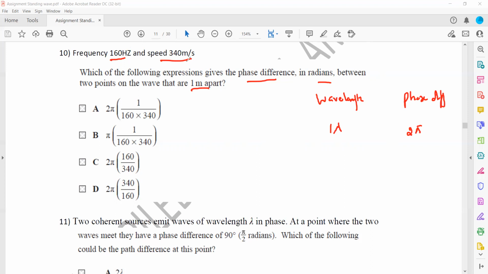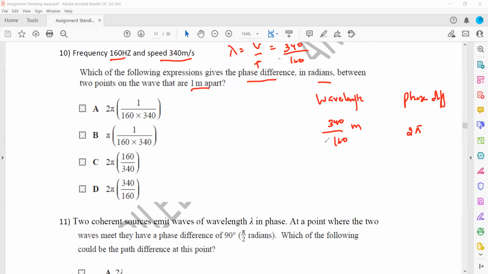Now first we have to work out the wavelength here. So one wavelength is 2 pi radian. Now what is the wavelength of this wave? How to know the wavelength? Wavelength is speed divided by frequency. So speed is 340 and the frequency is 160 hertz. So one wavelength in this example is 340 divided by 160. So 340 divided by 160 is equal to 2 pi radian.